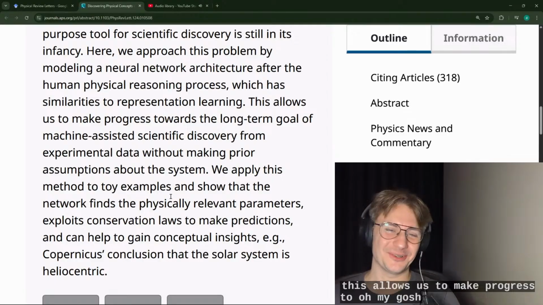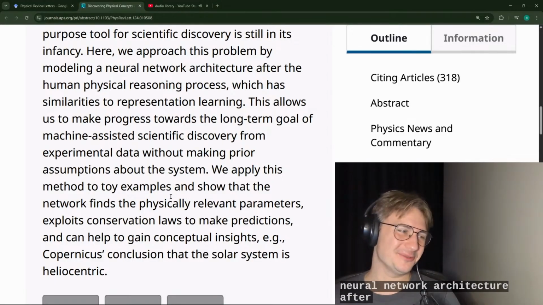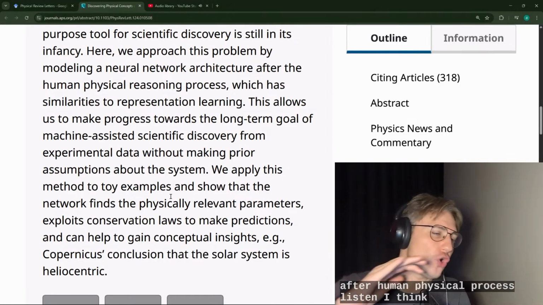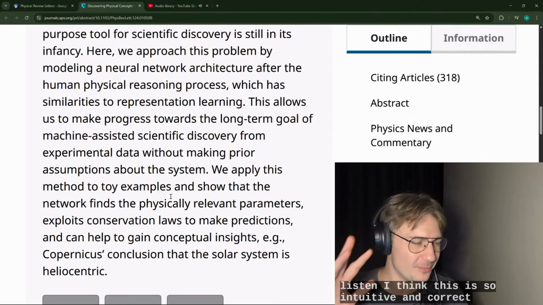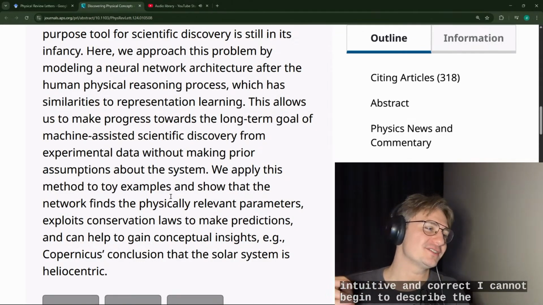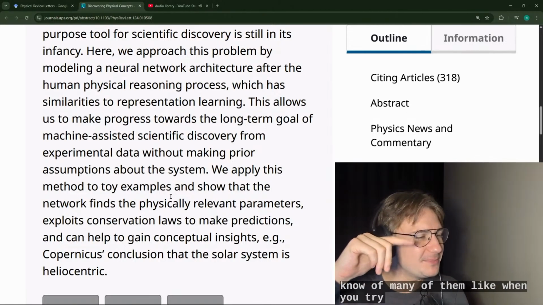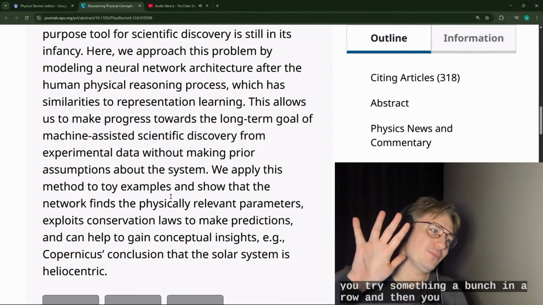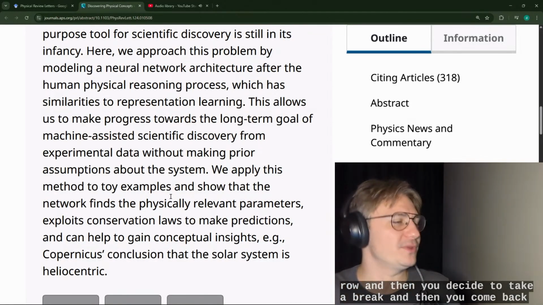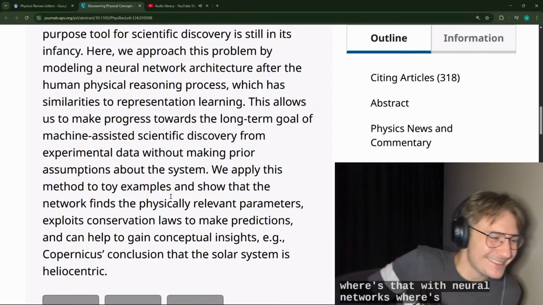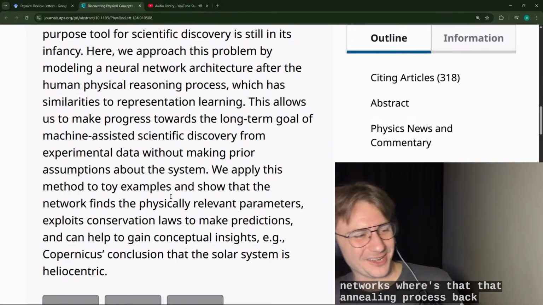They're modeling neural network architecture after human physical reasoning process. Listen, I think this is so intuitive and correct. I cannot begin to describe the processes that humans use to learn. We know of many of them. Like when you try something a bunch in a row and then you decide to take a break and then you come back. Where's that with neural networks? Where's that? That annealing process back and forth, what I call the famous two-step.